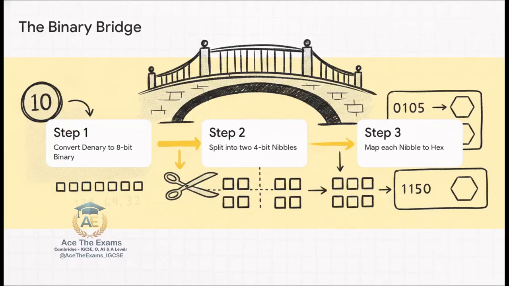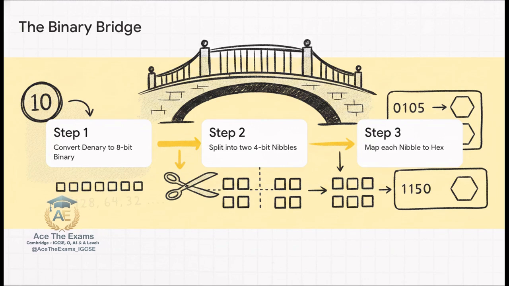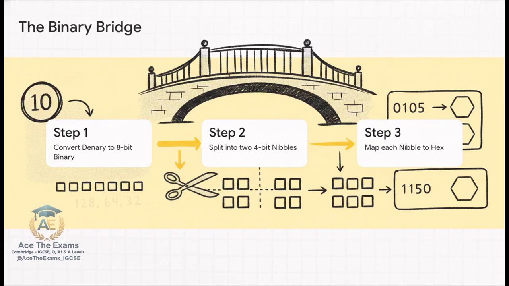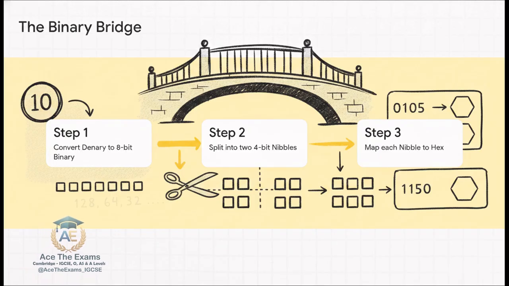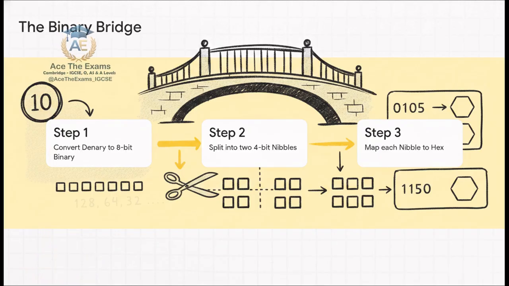Let's quickly break down the exact 3 steps to lock in those points. Step 1. Convert your base 10 denary number into an 8-bit binary byte using the standard place values, 128, 64, 32, and so on. Step 2. Take that 8-bit string and slice it right down the middle so you get 2 4-bit nibbles. Step 3. Map each of those nibbles independently to its corresponding hex character. If you faithfully follow this exact sequence on your paper, the conversion literally becomes foolproof.